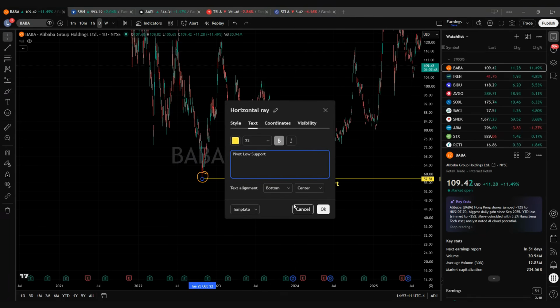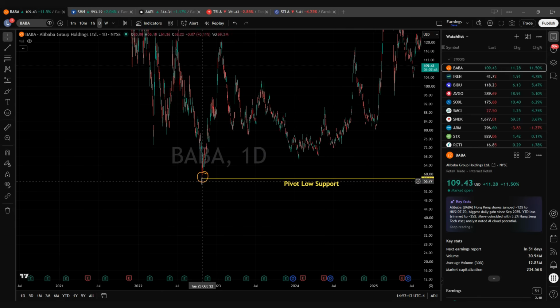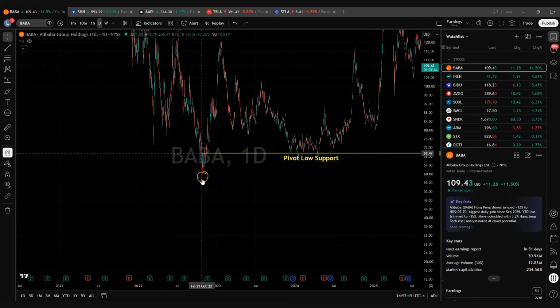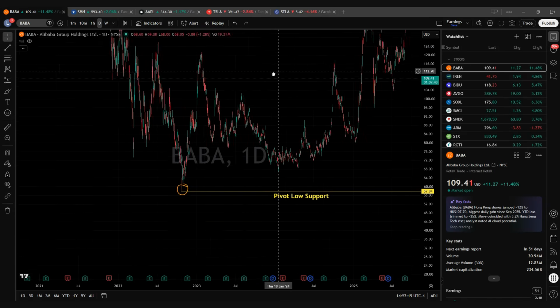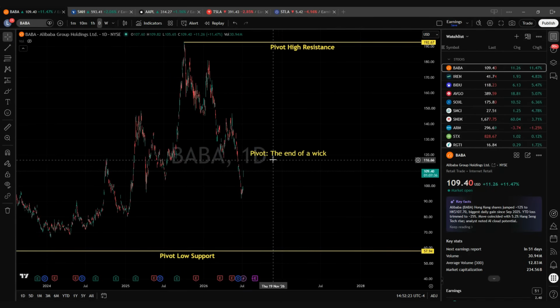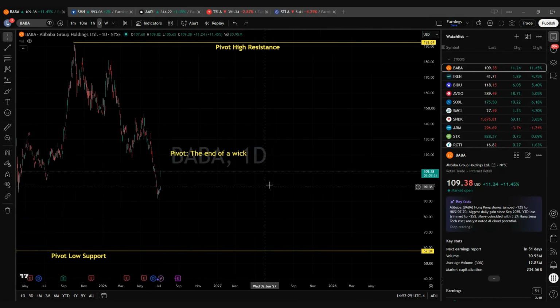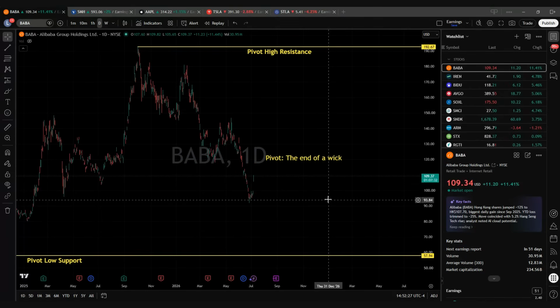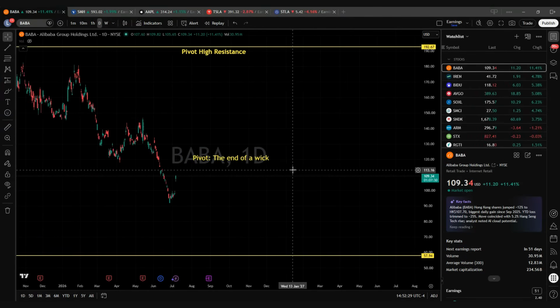support. And you can use these for intraday, for day trading, swing trading, all sorts of different things. And I'll show you on another chart, for example. Just remember that pivots are the end of the wick. And also, it doesn't have to be all the way at the top or all the way at the bottom.